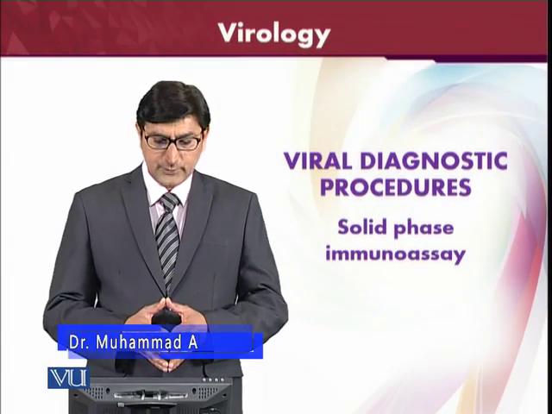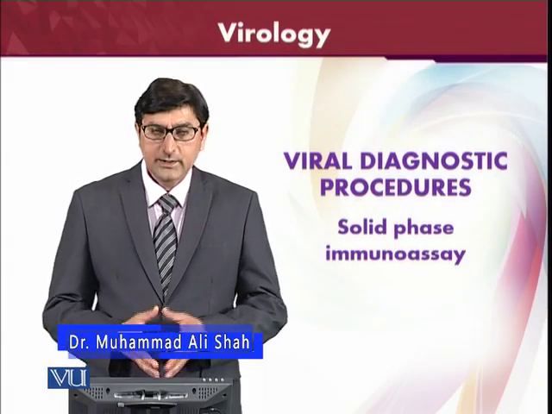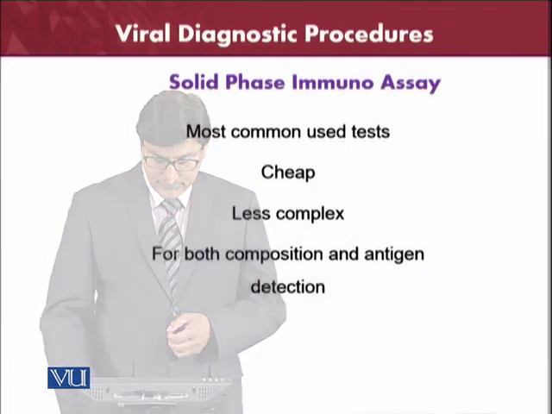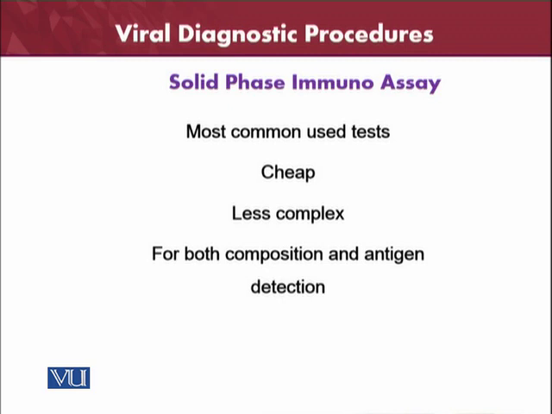Now we will study the solid phase immunoassay. It is also among the viral diagnostic procedures, and we will see how we can use these procedures. The solid phase immunoassay is the most commonly used test. Why? Because it is very cheap. It is not as complex as other diagnostic procedures like ELISA or the serological test. It is very cheap and very simple, and it can be used for both composition and antigen detection.